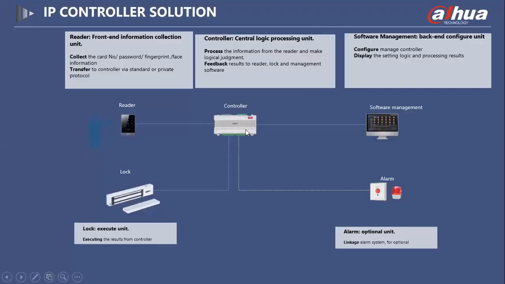I have an access controller, but for my case, I am using an access controller and only a reader. But basically for a system, the topology looks like this: an access controller, which will have a reader on one side, and also the software management platform, which will be your Smart PSS or DSS, Pro or Express.